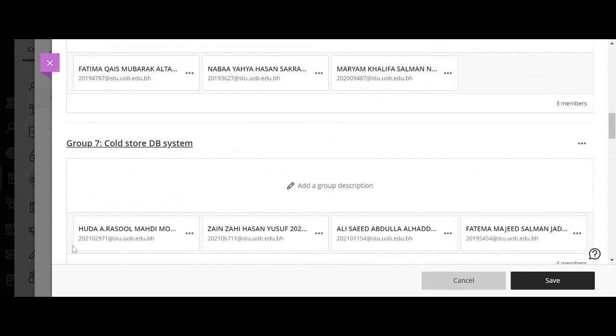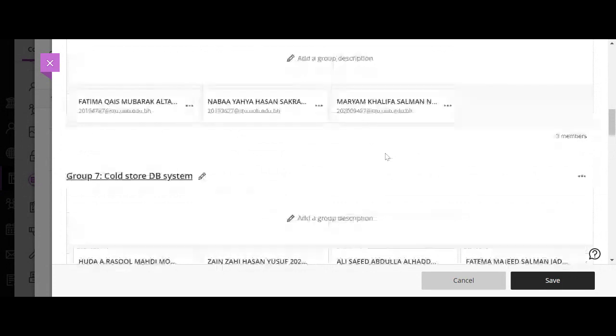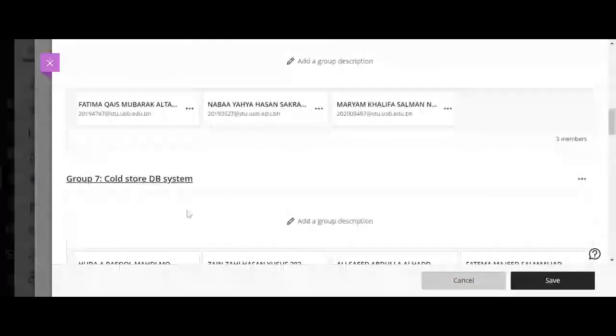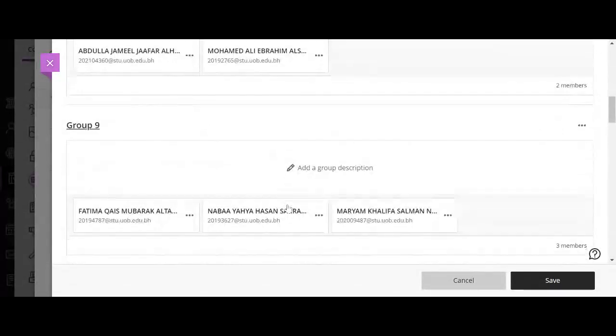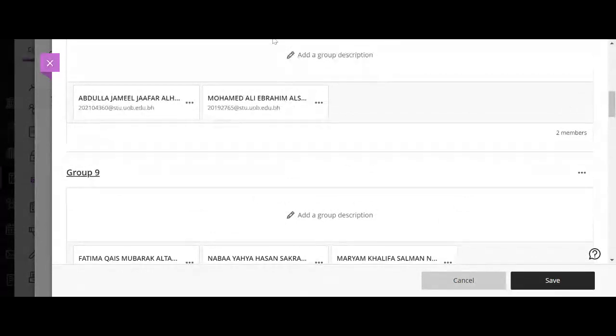Group number 7, cold store database: Huda Abdul Rasul, Zain, Ali Saeed, and Fatima Majid. That's good. But please provide your group description. Group number 9: Fatima, Qais, Naba, and Maryam Khalifa. Also, I have Abdullah, Muhammad Ali, Ibrahim.